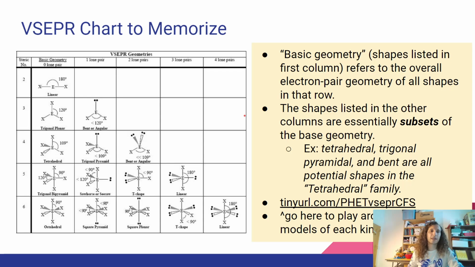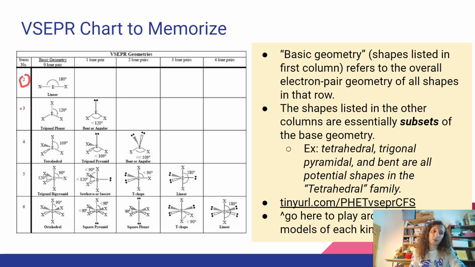Anyways, it's going to look something like this. So you've got your basic geometry. These are the shapes listed in the first column, referring to the overall electron pair geometry of everything in that row. So, for example, the basic geometry when you have steric number 2, meaning there are two things jutting off the central atom, the only shape for this is linear, right? You've got one bond there, and that's it. No lone pairs. Well, you're looking at a line, buddy.